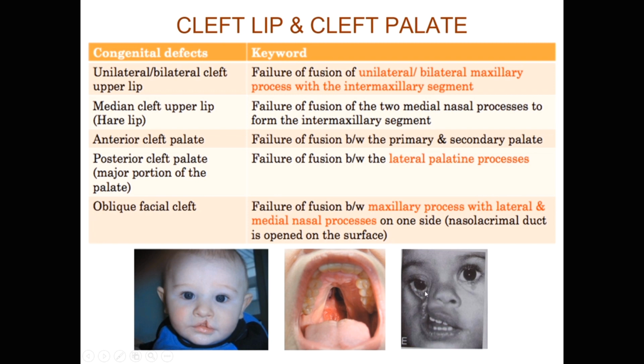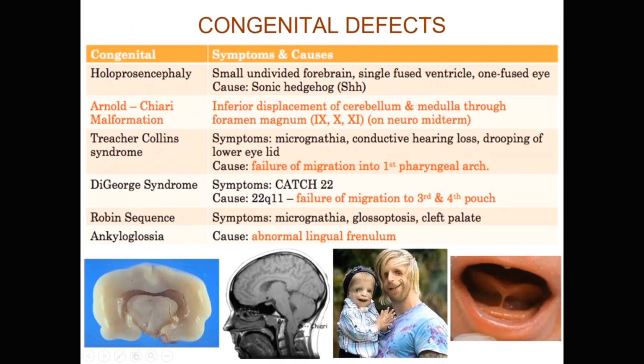And it looks just like this. This is what the oblique looks like. It goes right up to the lacrimal gland. This is unilateral cleft lip, and this is just cleft palate, as you can see in the back.